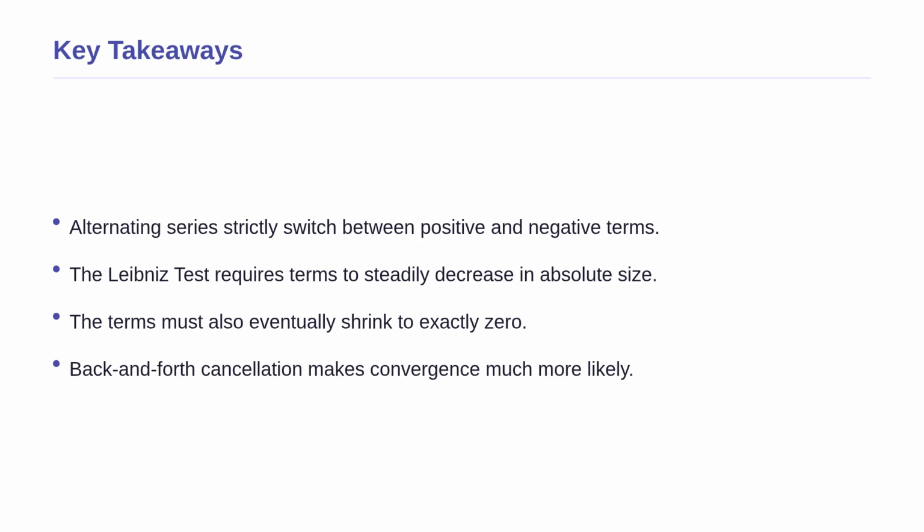Let us summarize the most important ideas we have covered today. An alternating series is a sum of numbers that strictly switches between positive and negative values. To determine if it settles on a finite number, we use the Leibniz test, which provides a simple two-step checklist. The terms must steadily decrease in absolute size, and their ultimate limit must be exactly zero. This back-and-forth cancellation makes alternating series much more likely to converge than series with only positive terms. You now understand both the mechanics and the proofs behind alternating series. Excellent work today.